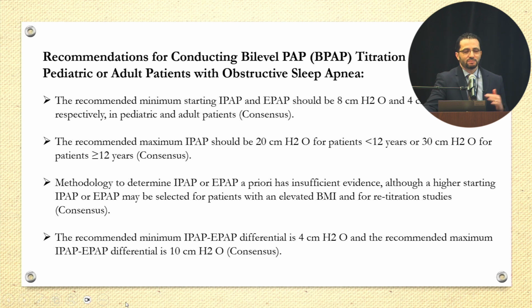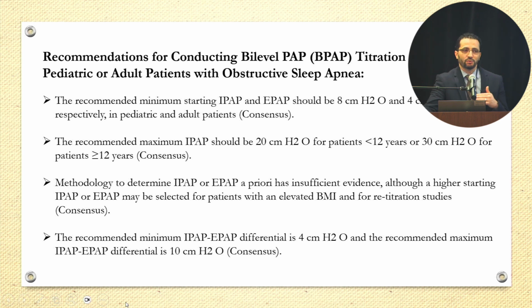The recommended maximum IPAP for children who are less than 12 years old is 20 centimeters of water pressure. For adults, you can go up to 30 centimeters of water pressure. I mean, there's insufficient data to say how high or low to start, but this is the minimum. Minimally you start 8/4. You can do higher for patients who have severe obstructive sleep apnea.